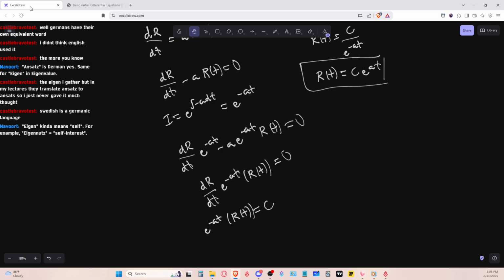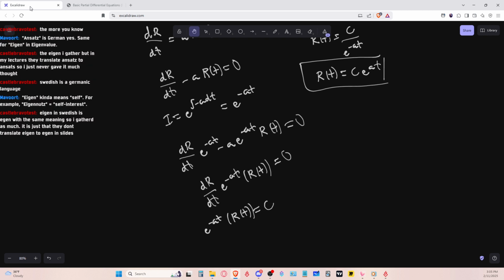So eigen kind of means self. For example, eigennutz equals self-interest. Oh, okay. Interesting. I never knew that. That's actually an interesting word. Eigennutz. Maybe someone should name their Discord server that. It's a funny word, but like self-interest, that's interesting. I actually like that.